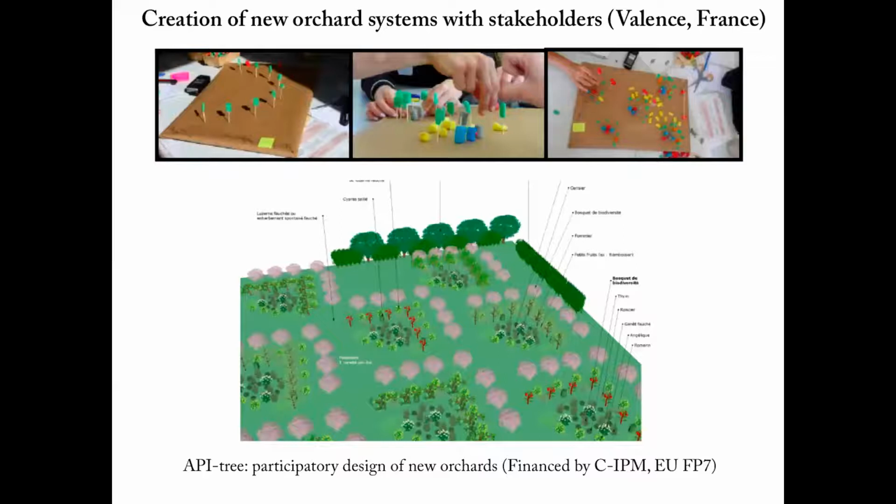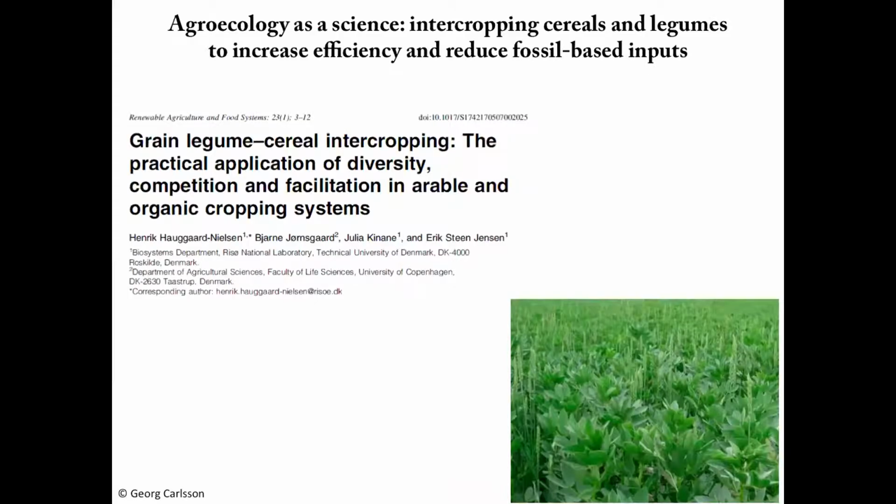We can create new ecosystems. This is one example from a participatory design of a new orchard in which I was involved in a European project. This is already active in France. We can use intercropping. This is an example from colleagues in Sweden.